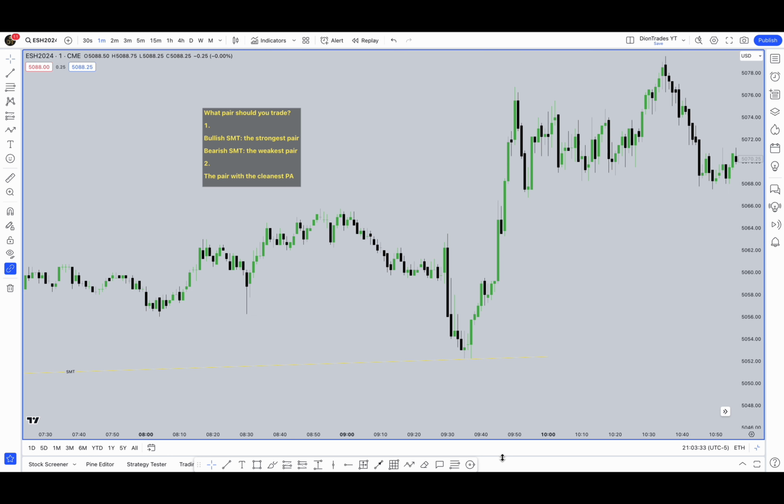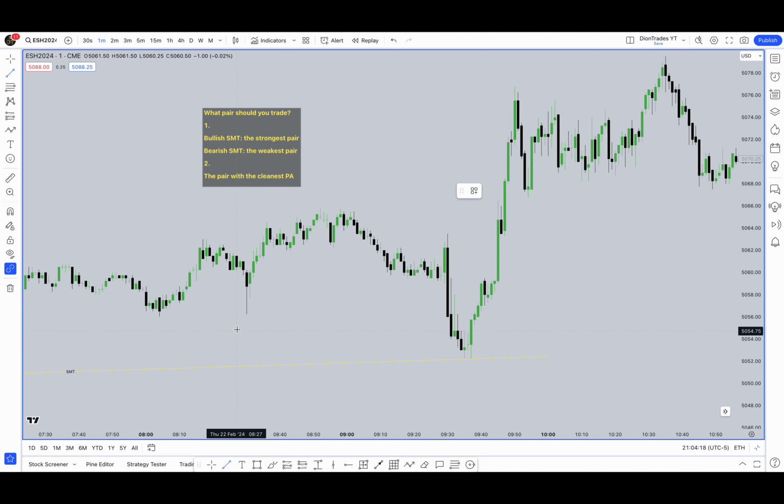Okay, so another question. If you see the SMT, how can you enter on it and how can you use this to your advantage? You should use this SMT not as a single entry model, but as an extra confluence. And when you see this SMT forming, then go to the lower time frame and look for a lower time frame entry model. For example, here on ES, ES failed to make the lower low, so it's stronger. So if you have a bullish SMT, I would prefer to trade ES. And here you see I use two lower time frame entry models.